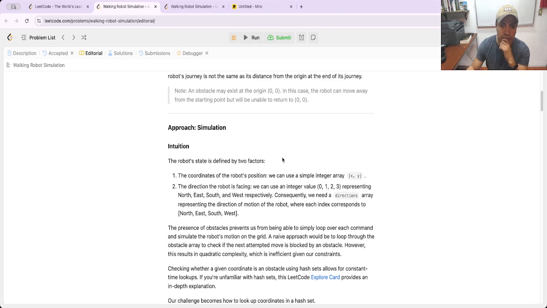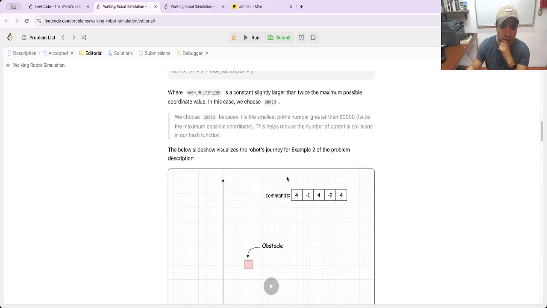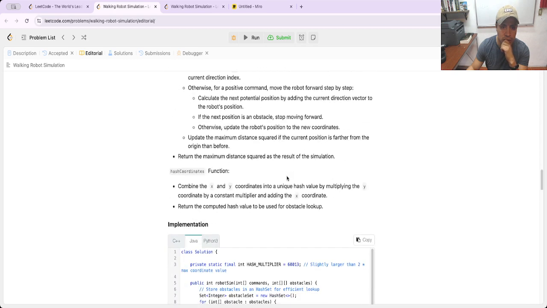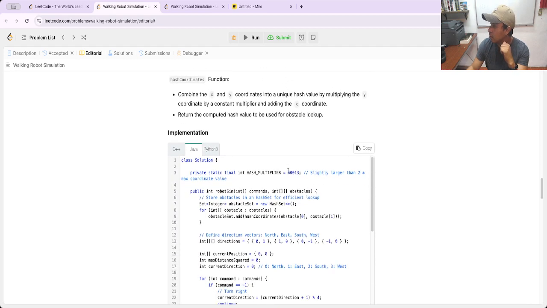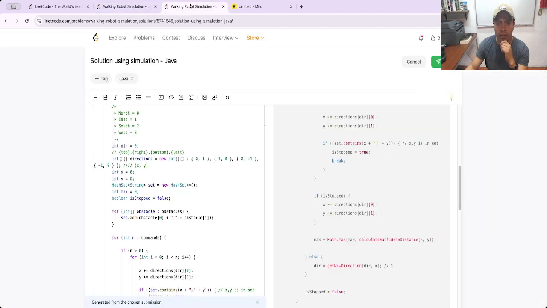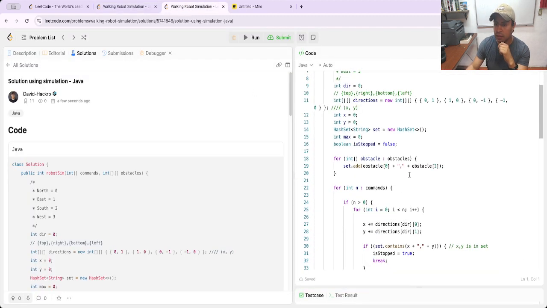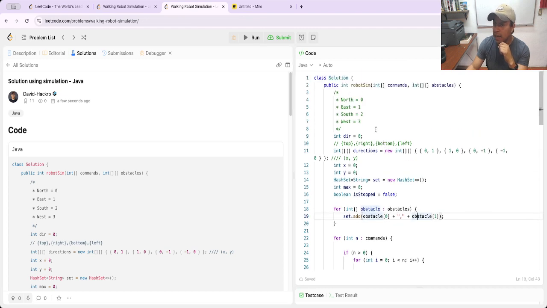Simulation, the robot state is defined by 2 factors. If you could convert obstacle to a faster data structure. But I understand, it's not necessary because basically I am using the hash set. When you are consulting the hash set, it's constant time, right? I can improve this code, avoid this for.